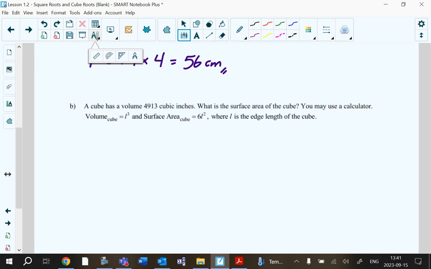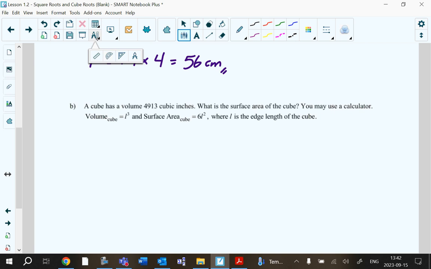To find the area of a square, we multiply the side by itself. A cube is 3-dimensional, so to find its volume, we multiply one of the sides by itself three times. Or in other words, the length of one side cubed. So we're given the volume of some cube. It's 4,913 cubic inches. We have to find the surface area. Well, in order to find the surface area, don't I need to know the length of one side?